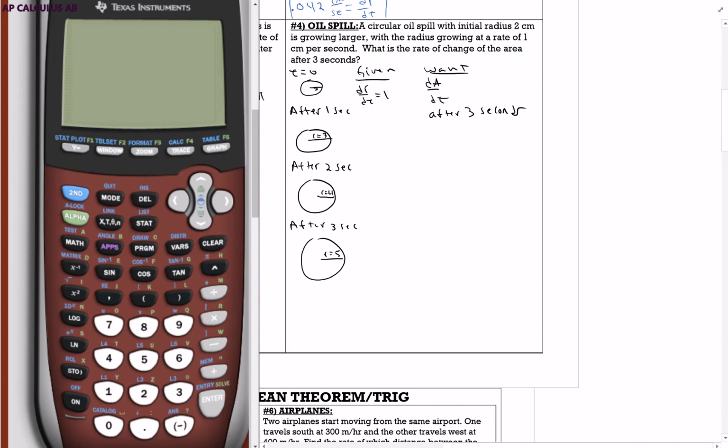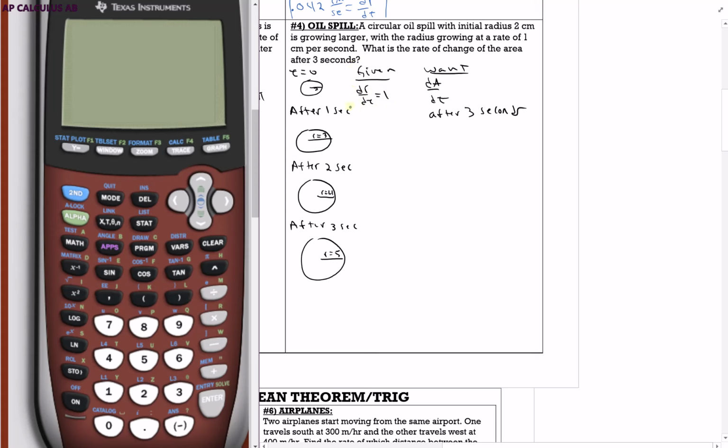Last one here is the oil spill. Something that confuses people on this is like, why am I using an r of 5? Well, let's think about it. It says we have an initial radius of 2, right? So when we first start, when time equals 0, the radius is 2. It's growing at a rate of 1 centimeter per second. That tells me two things. It tells me my dr dt, the rate of change of the radius with respect to time, is 1 centimeter per second. And I want to know the rate of change of the area after 3 seconds.